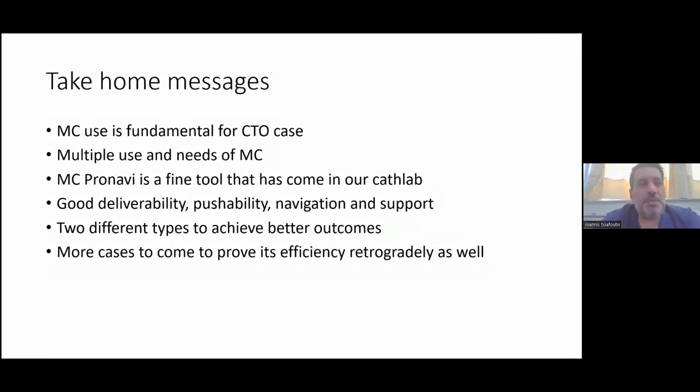The message is that microcatheters are fundamental for CTO cases, as we all know, with multiple uses and needs for microcatheters. PRONAVI is a fine tool that we have now in our cath lab. There's good deliverability, pushability, navigation, and support from this microcatheter, in 2 different types to achieve better outcomes. And personally, I have to try more cases to prove its efficiency retrogradely as well. Thank you very much.